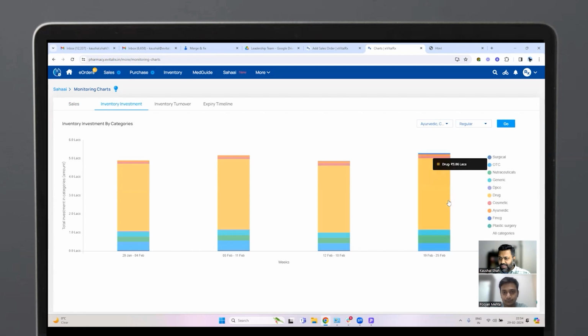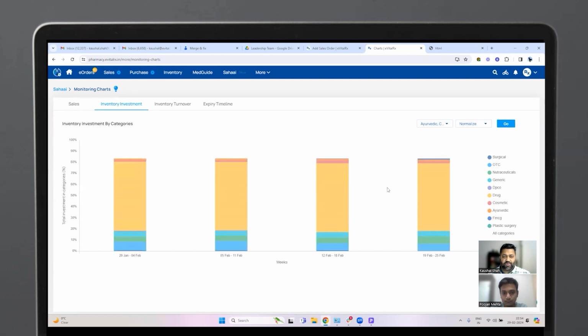So as you can see, drug, of course, is going to contribute the most. Here is the same, everything is same. You can also normalize. This is actually going to make more sense. So let's take a look at the normalization. So I want to normalize. Let's say my inventory was constant. My inventory investment was constant across the board. Now, how am I going to compare? Now I can compare a relative investment into different categories.